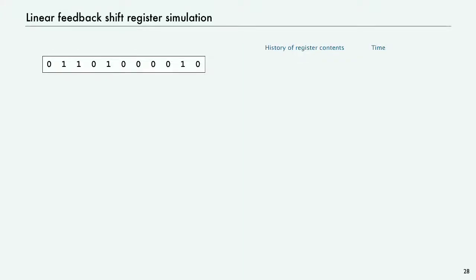So let's do a simulation of the operation of a linear feedback shift register with these initial contents. We take the leftmost bit and then the one position off and exclusive OR those, and that gives us a 1 because they're different, and then we shift. And we'll keep track of the history of the register contents, so after one clock tick, that's our new contents. Everything's shifted over.